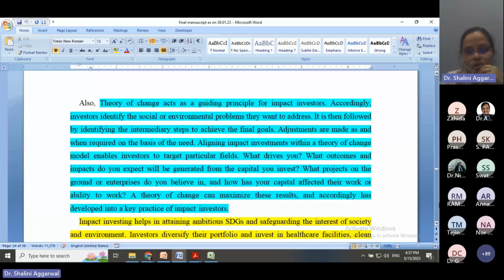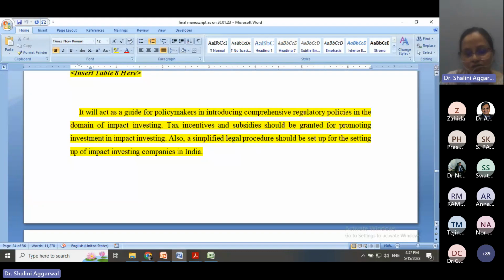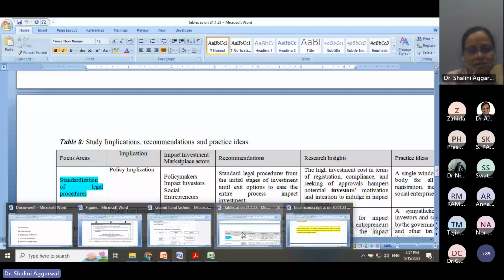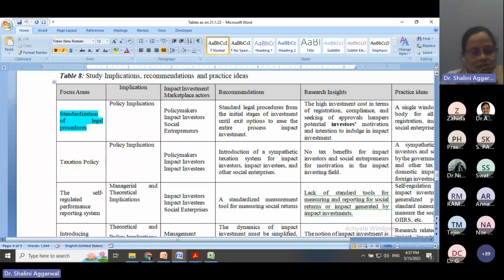Managerial implication is how this is going to help the managers, or the country if we are writing this paper. So this is called the managerial implication. Let me take you to this. Look at this now. This is the practical implication. When we talked about impact investing, we covered the standardization of legal procedures and taxation policy. If people are investing in impact investments, there should be a tax benefit, right? So this is what we are telling.